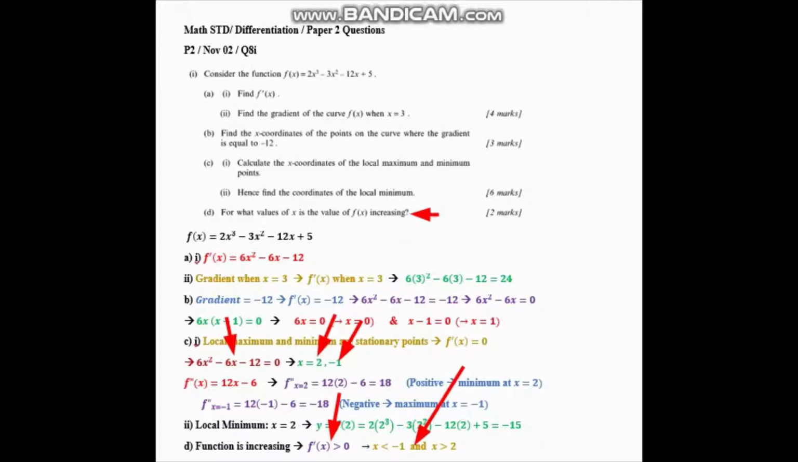This is my answer. So even though we can solve all of this using the GDC, bear in mind that there are 6 marks for finding the local maximum and minimum points. So you cannot just find them using the GDC. And I'll just show you quickly how to do that.